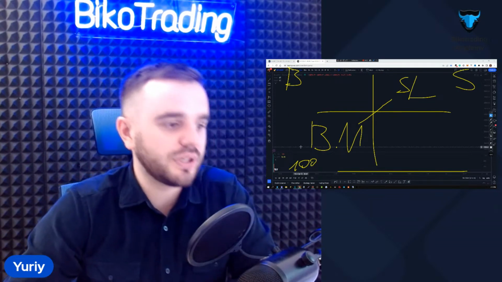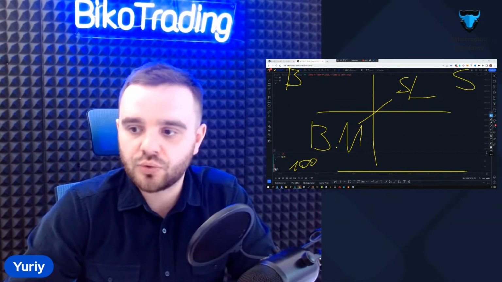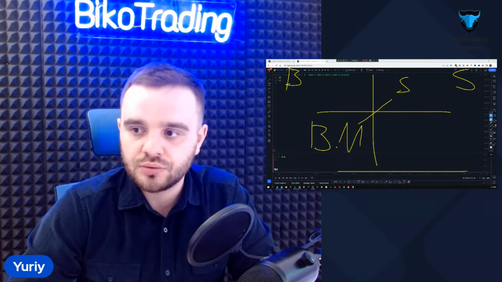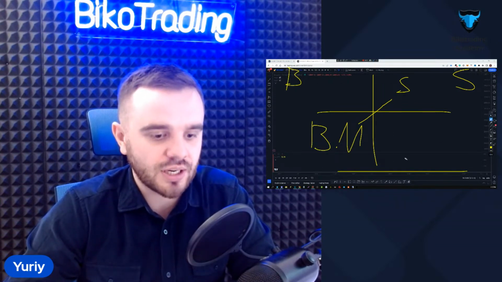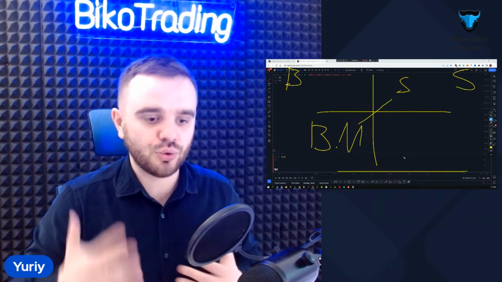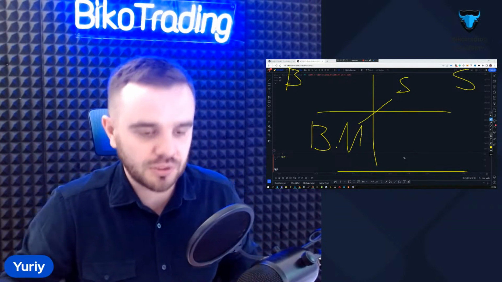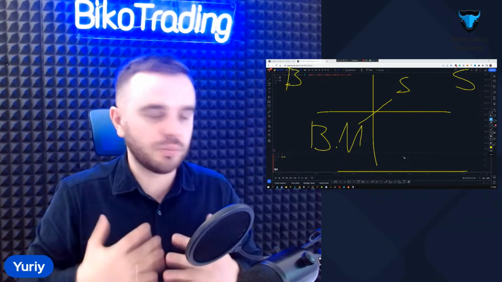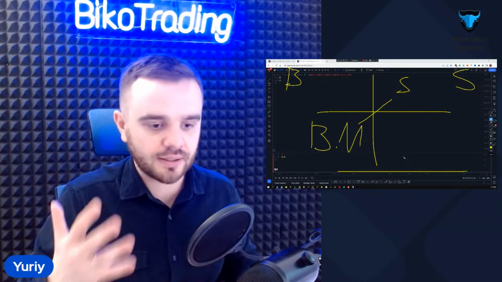Yes, delta will be green. That delta will be green 100. Because as I told you, there are always two sides of a deal, and delta shows you the difference between market orders and limit orders, between aggression. Because when I buy with a market order, it means I need it. It's like an example for you.